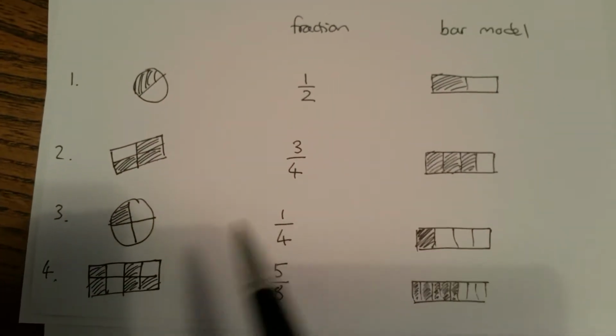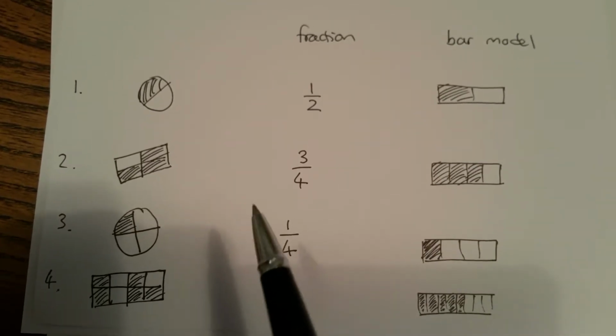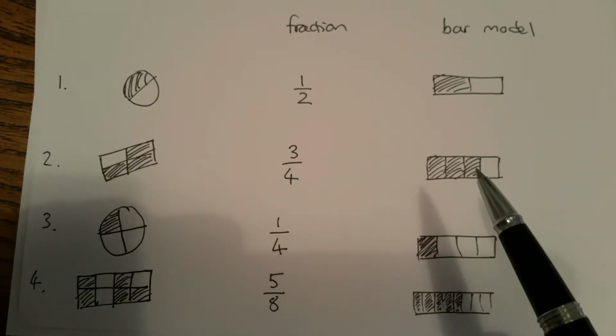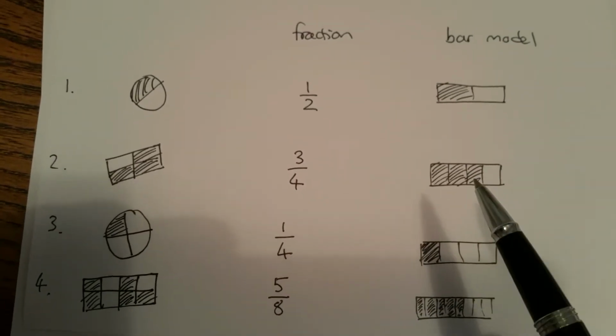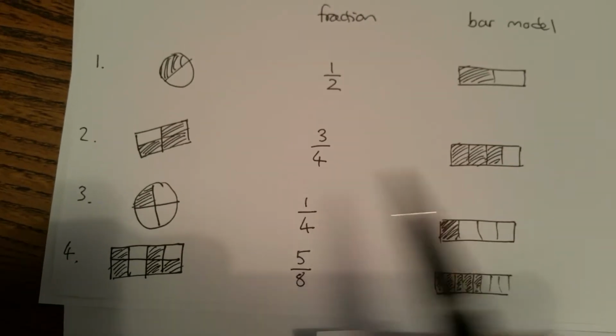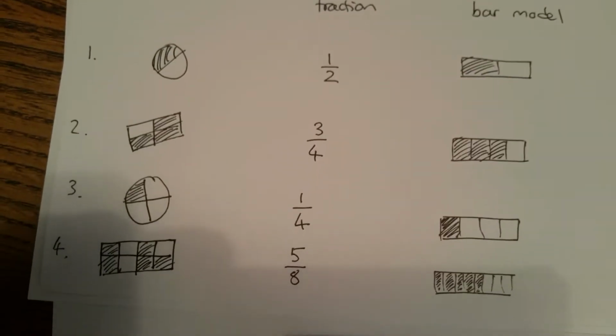If you can do this, you're doing really well, particularly if, say, you were given a fraction and you could draw a bar model of it, or if you were given a bar model and you could write it as a fraction. So if you can do this in different ways, you're doing really, really well.